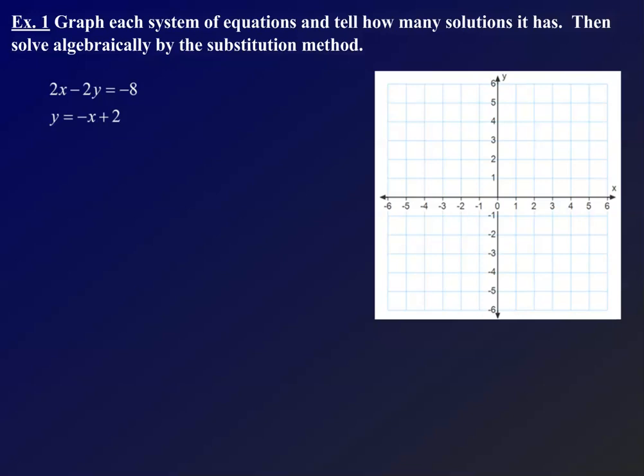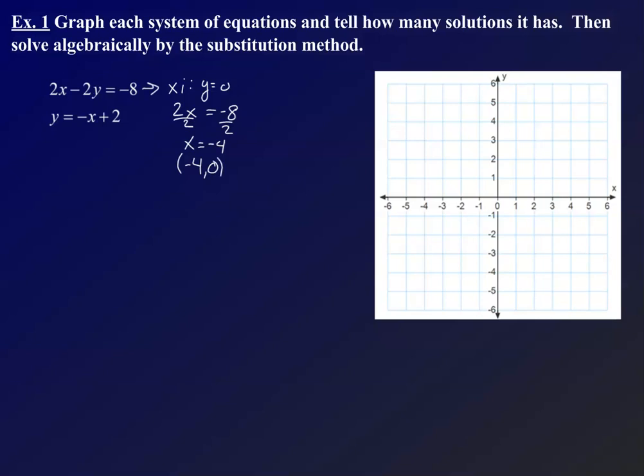Alright, so the first thing we need to do is graph this. So this first equation's in standard form, so we've talked about when things are in standard form we want to find the X and Y intercepts. When you go to find the X-intercept, that's when Y is equal to 0. So we have 2x equals negative 8, and we solve this. Divide by 2, and x equals negative 4. So this is at negative 4 comma 0.